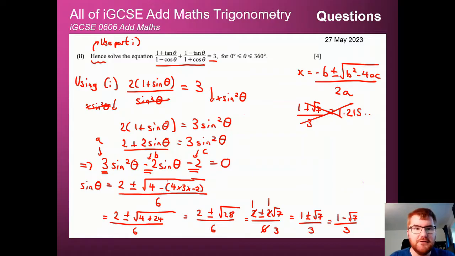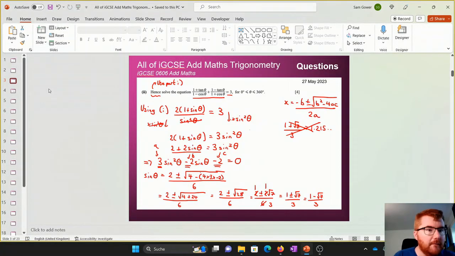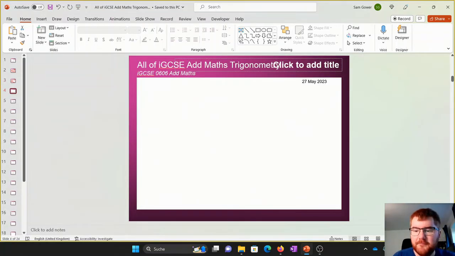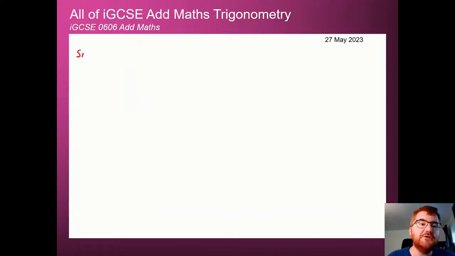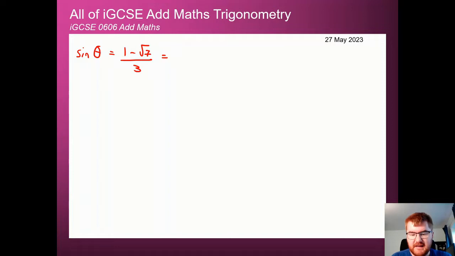So let me just create a new slide. We're running out of space. Now I've got the last part of the question to finish off. So it's very important to identify which solutions are possible. So you do have to double check: is the solution for sine theta between 1 and -1? Now if we actually do this on the calculator, so 1 minus root 7, just to show you what's going on here, and divide by 3, we get minus 0.5485, which is fine because it lies between -1 and +1.